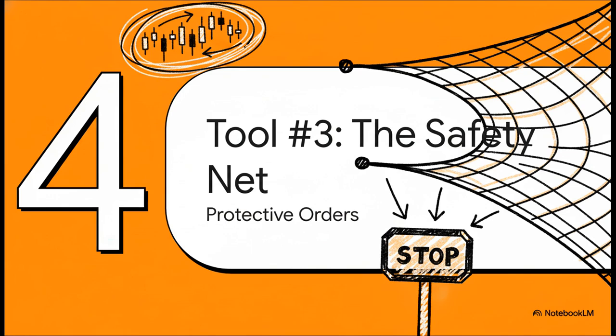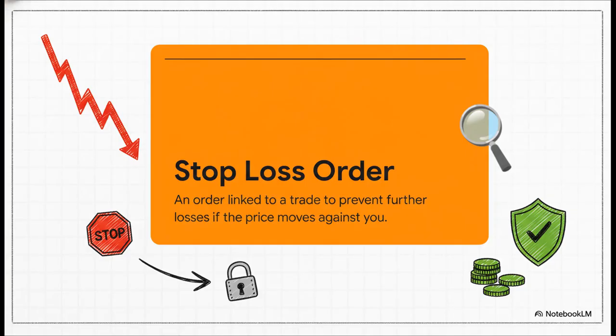So, we've talked about how to get into a trade with both market and pending orders. That's all your offense. But what about your defense? This is where probably the most important safety tool in the entire toolkit comes into play. The stop loss. This is your automated exit plan for when a trade just goes wrong. It's an order you place that says, hey, if the market moves against me and my trade loses this specific amount of money, get me out, close my position, automatically.